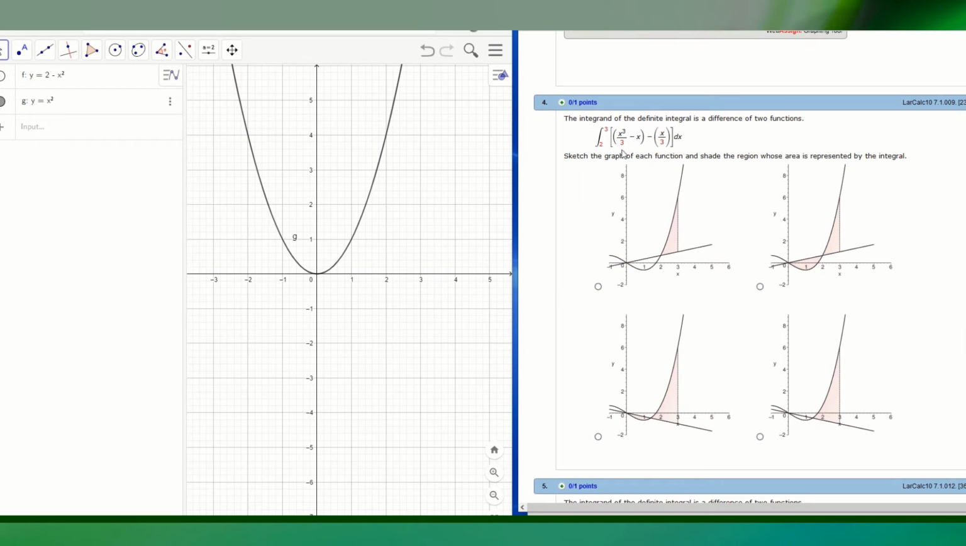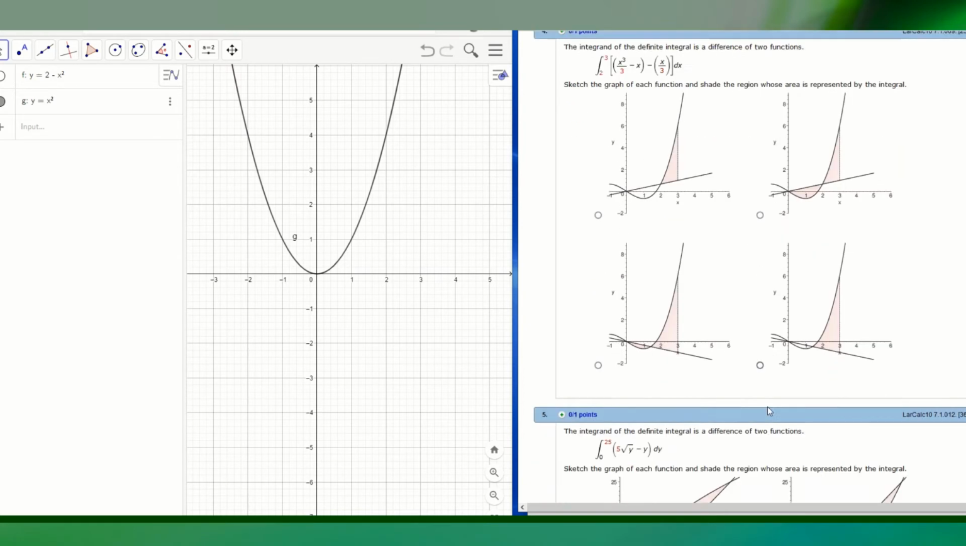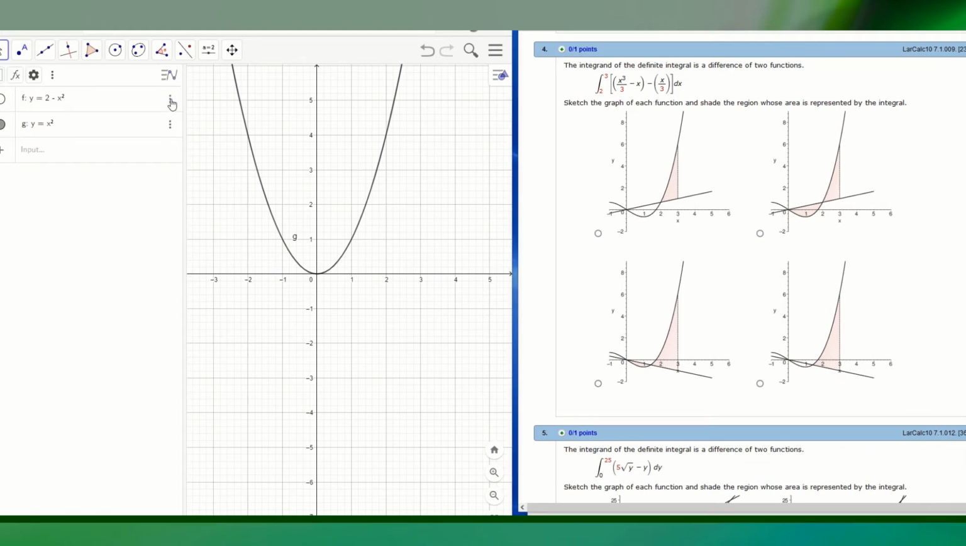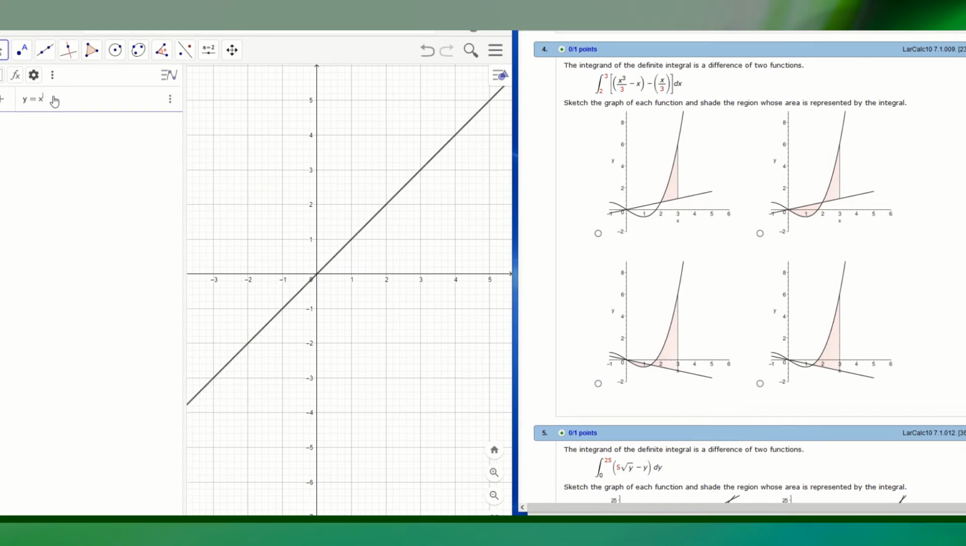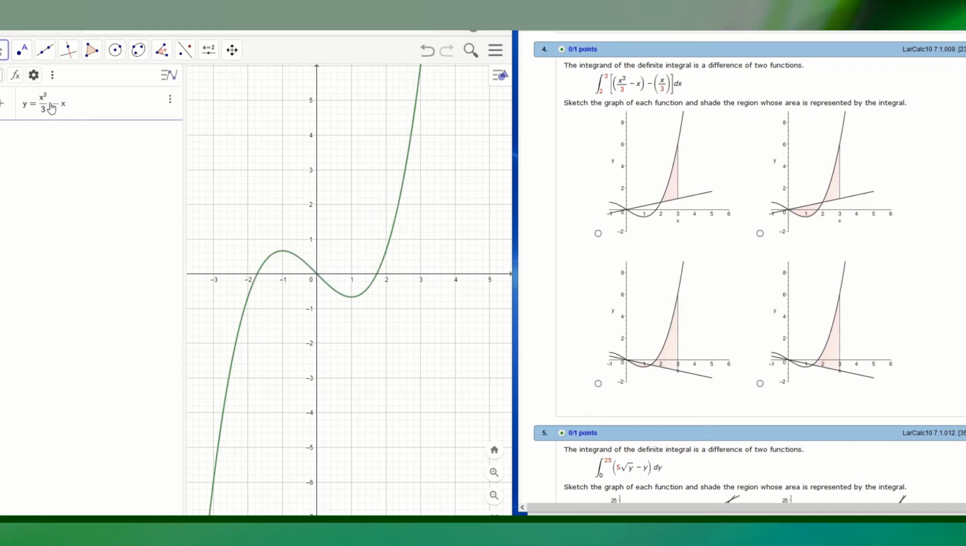Now the same thing here. The integrand of the thing is the difference between the 2. Sketch the graph and shade the region, and you have to choose the correct one. So let me show that also here. I'm going to delete the unnecessary ones here. So the first curve is y equal to x cubed divided by 3, then minus x. That is the first one.